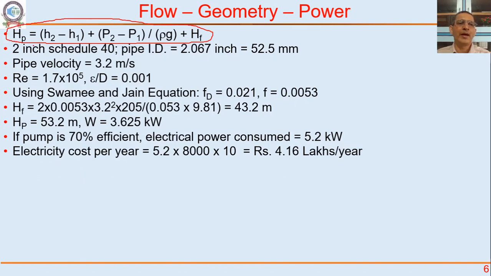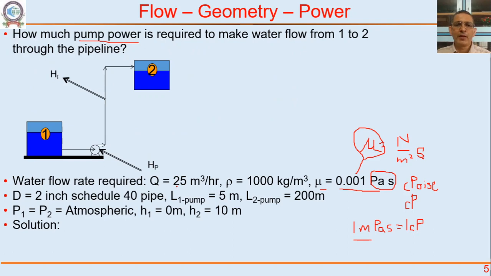HP, the pump head that is to be added by the pump, is (H2 minus H1) plus (P2 minus P1) by rho g. Pressure head to be added. Now this term is 0 because P2 and P1 are the same. Okay. So now the pipe is 2-inch schedule 40. So pipe inner diameter ID is 2.067 inches, that is 52.5 millimeters. So now we know the flow rate, 25 meter cube per hour, that's what we want.